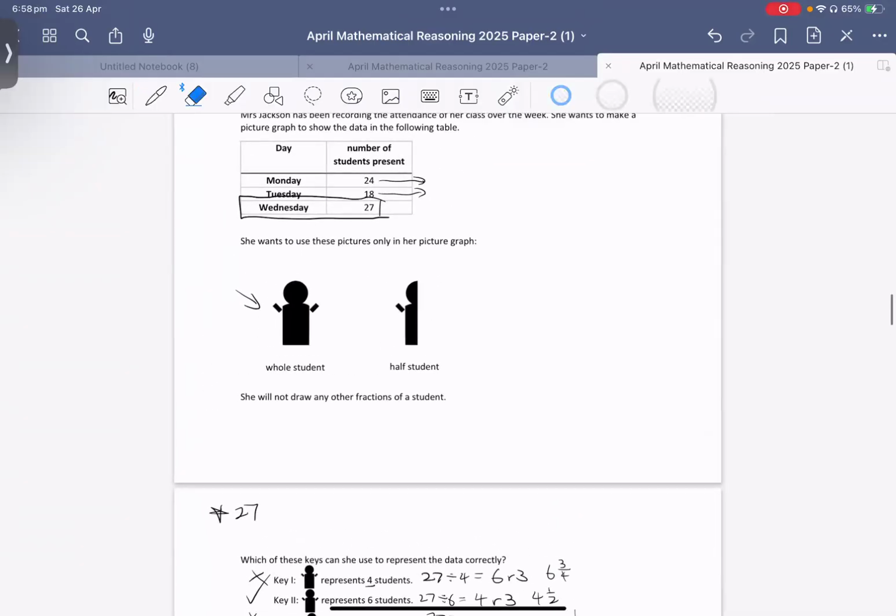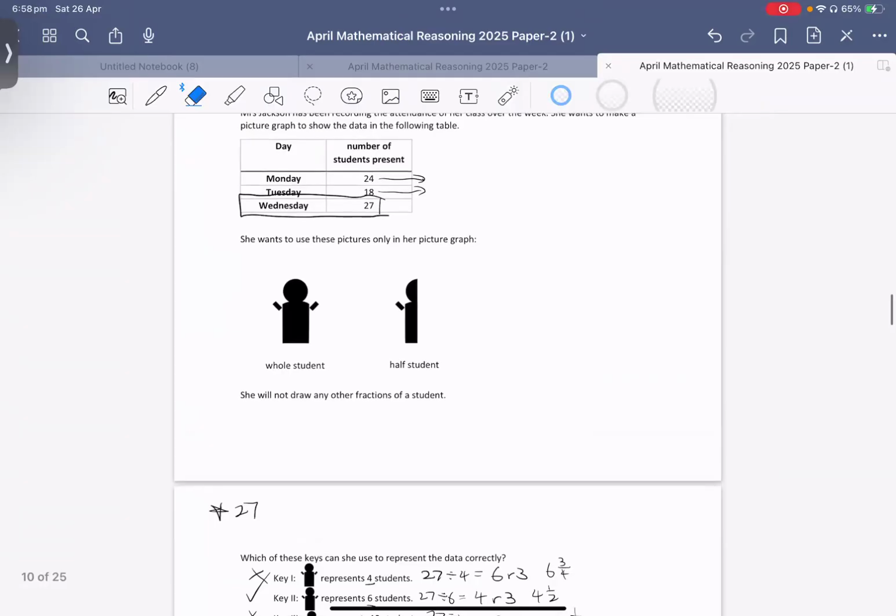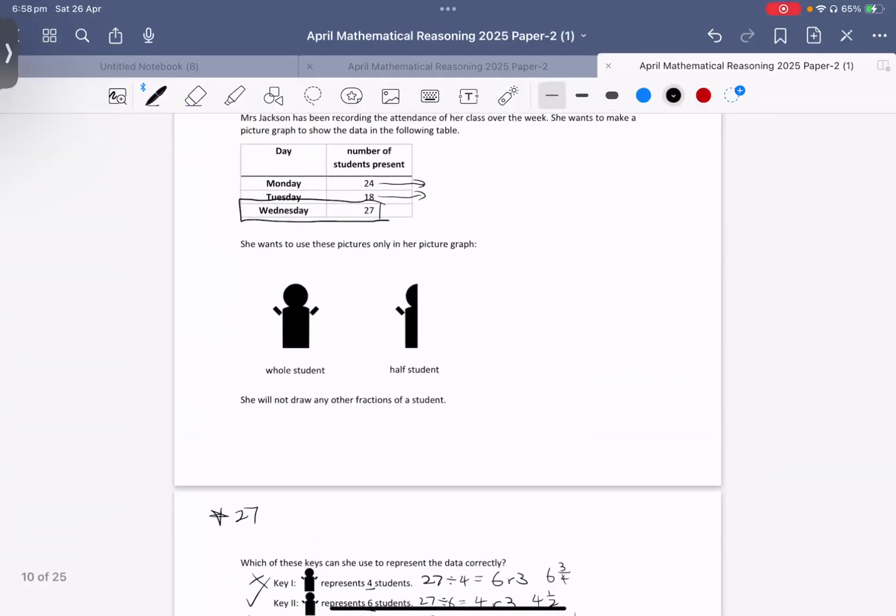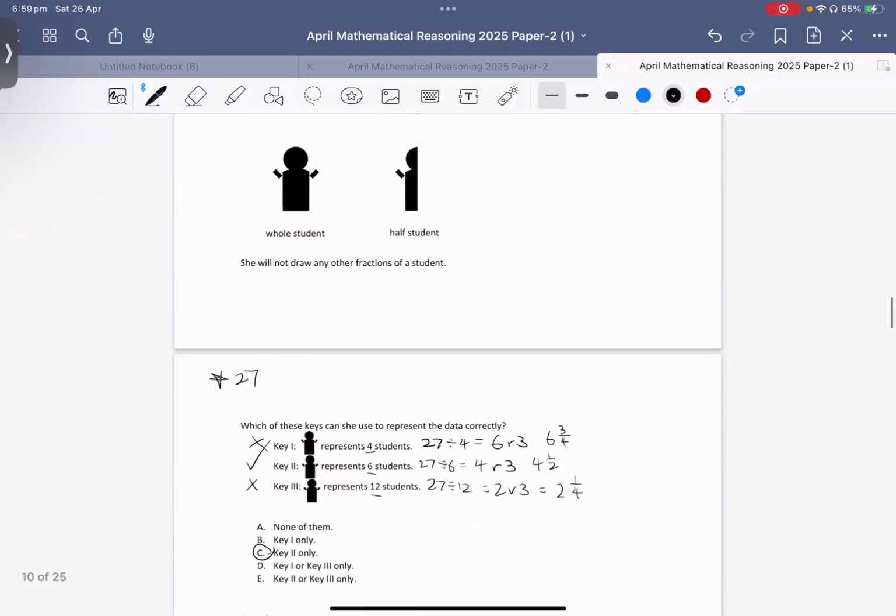So how I would go about this question is just have a look at which numbers we're being offered. And we know that 24 and 18 are going to give us some nice rounded numbers, and we aren't actually going to be able to check all of the fractions. So with Wednesday being 27, we can actually check whether these fractions work for us.